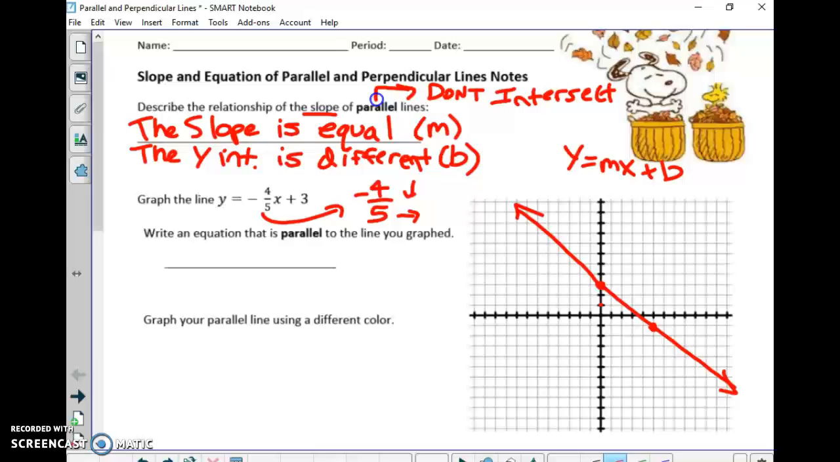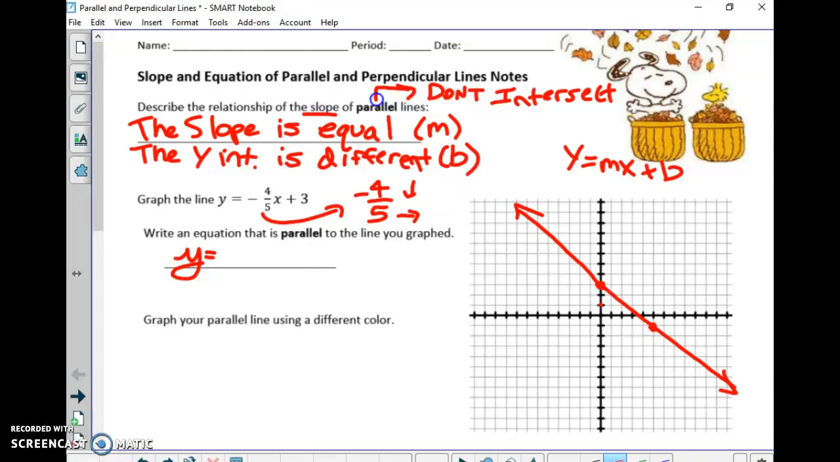Now, the next thing says write an equation that is parallel. Now, what did we just say parallel has? What about the slope? Equal. And what about the y-intercept? Different. Okay, so I'm going to have y equals what?